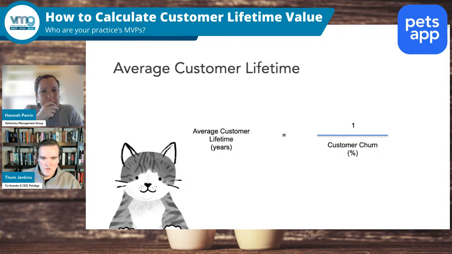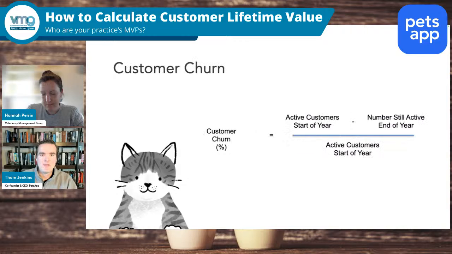Now, this is the trickier one: how do you calculate the average customer lifetime? How do you know how long the average customer is going to transact with you? We're going to measure that in years. You could measure it in months or weeks, but years is most appropriate to the veterinary context. So this is equal to 1 divided by your customer churn. What is the rate at which you churn through clients? So what is the rate at which clients are leaving your business? So how do we calculate that?